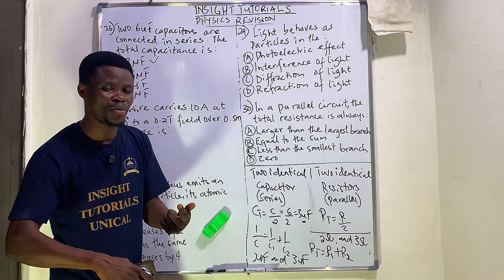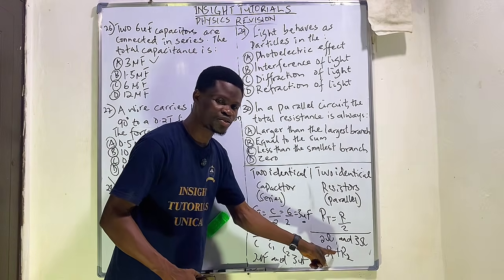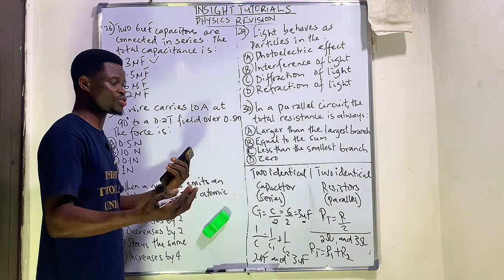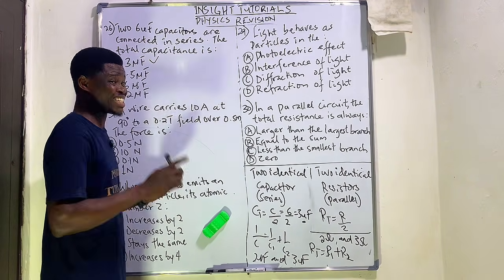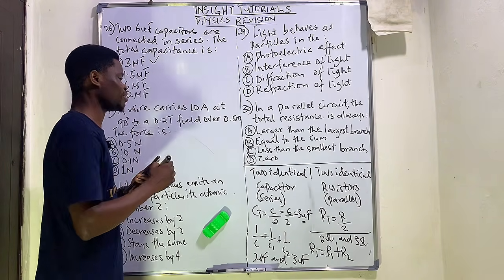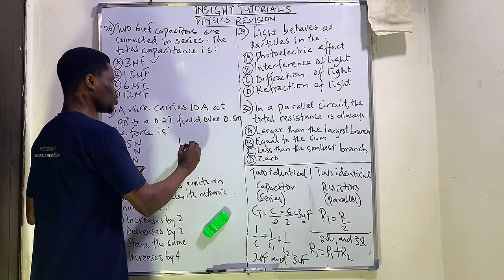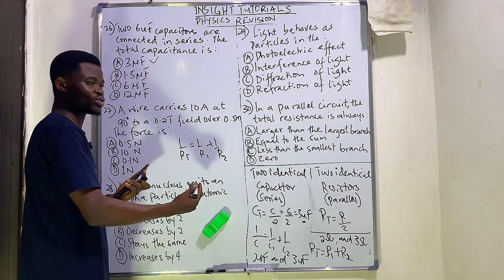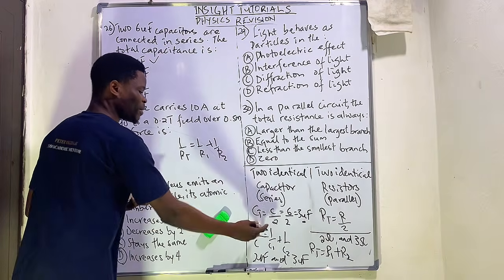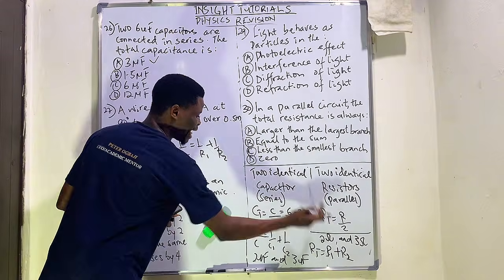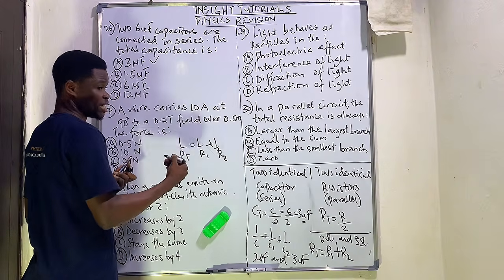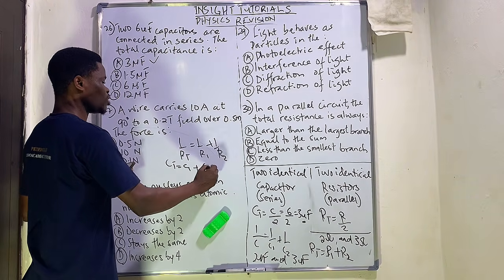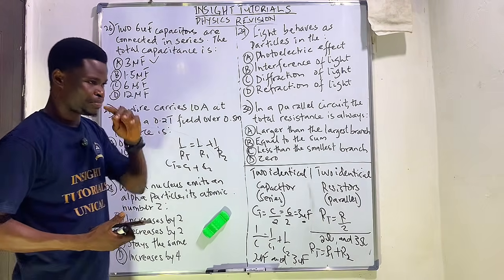Now, if it is in parallel, that's when you do the inverse in resistors. So if resistors are connected in parallel and the 2 resistors are different, we're going to do 1 all over the total resistance is equal to 1 all over R1 plus 1 all over R2. Resistors in parallel. How about capacitance in parallel? That's when you add up like this. Capacitance in parallel, that's when you do the total capacitance as C1 plus C2.